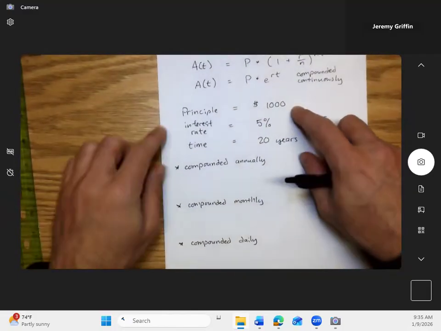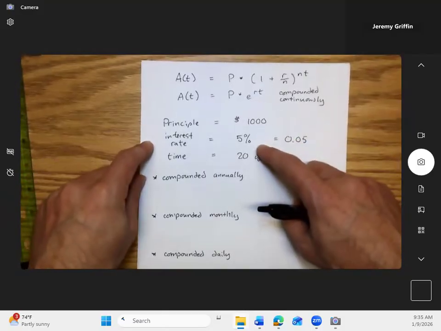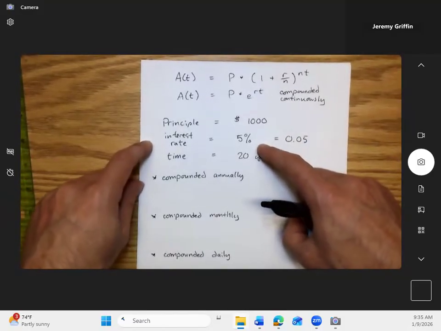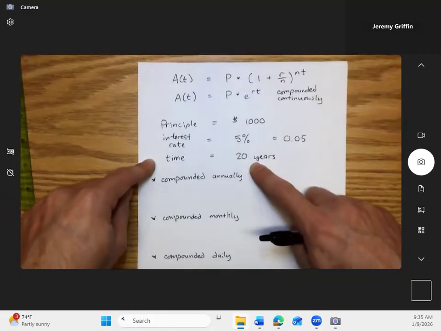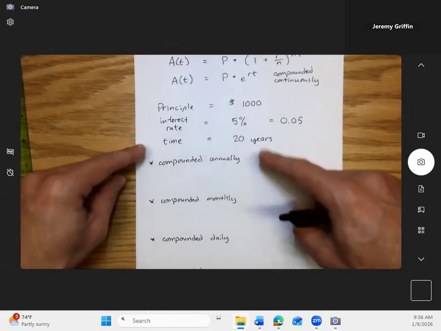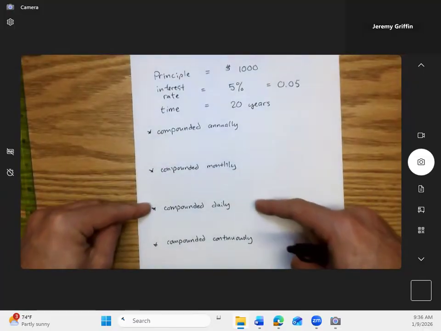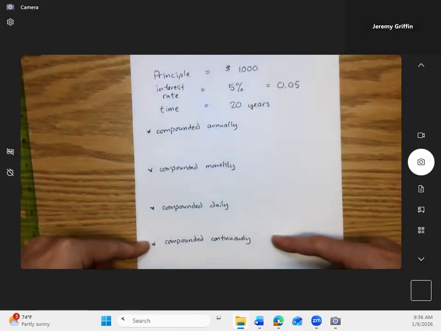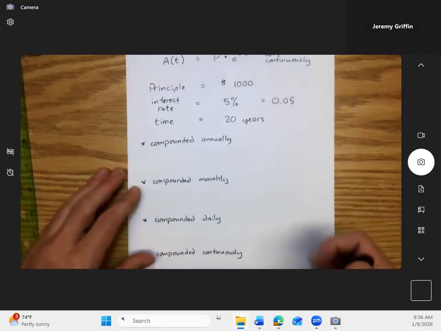So let's say you have $1,000 in the bank. You go up to the bank, you put in $1,000, and there's a 5% interest rate, and let's say it's accumulating interest for 20 years. You come back 20 years later. How much money do you have? Well, it really depends on how it's being compounded. If it's compounded annually versus monthly versus daily, and let's say like every single nanosecond, I'll call it continuously. Now these will be fairly close to each other, but they will be a little bit different. So let's try it out.